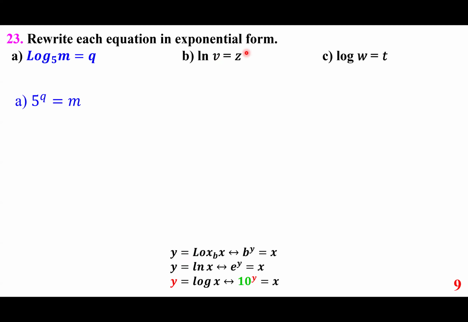Here, the same format. Let me actually do this. The same thing here. And remember, the base for ln is e, so e to the power of z is v. Same thing here. Log, no base, that means common log. The base is 10, so 10 to the power of t must be w. So basically, we are using that.